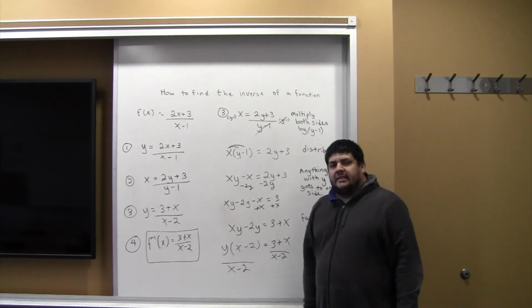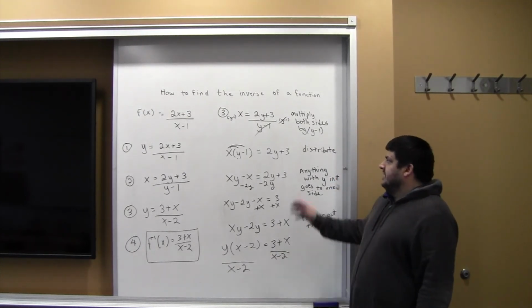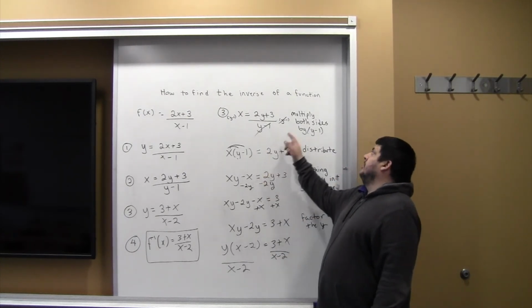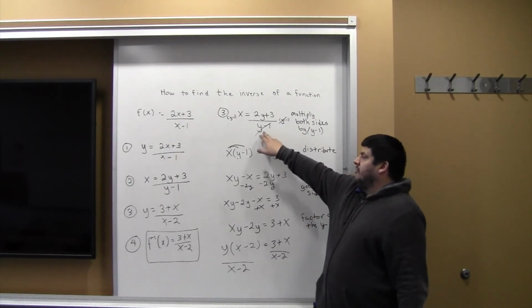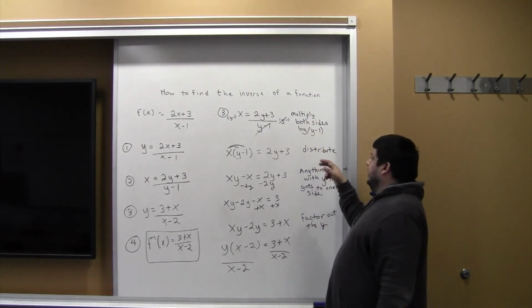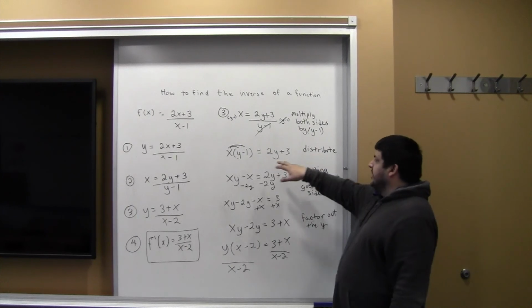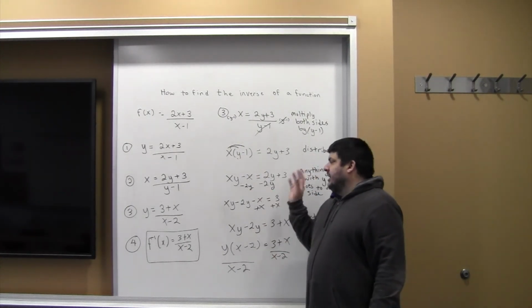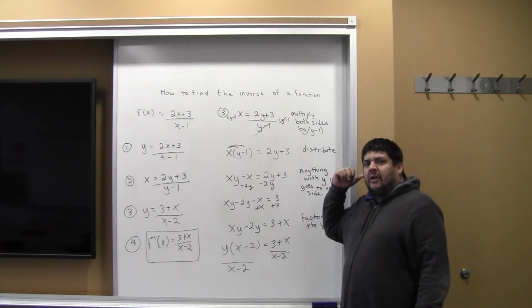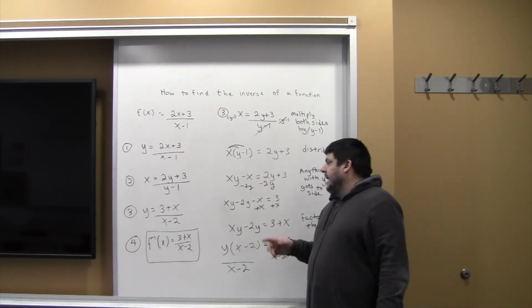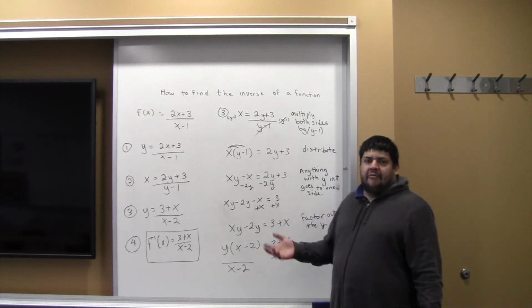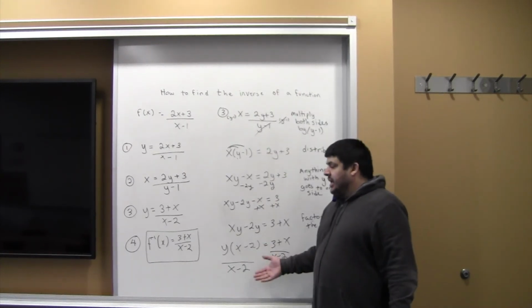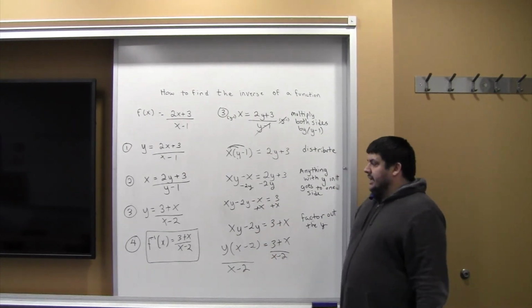Just do a couple practices of this. It's the same process every time. You're always going to multiply both sides by whatever's down here in the denominator when it's a rational function like this. Then you're going to end up doing some sort of distributing. It's going to happen. Then you're going to get all the y's on one side and all the non-y's on the other side. And then you're going to factor out the y and divide. These are the procedures that you will take in all questions like this.